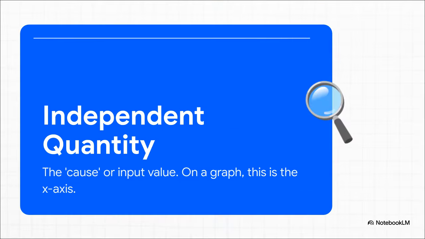So, first up is the independent quantity. The easiest way to think about this is as the cause. It's the number you start with, the one you're in control of. Like if you're buying pizza, the number of slices you decide to buy, that's independent. On a graph, this is pretty much always your horizontal line, the x-axis.